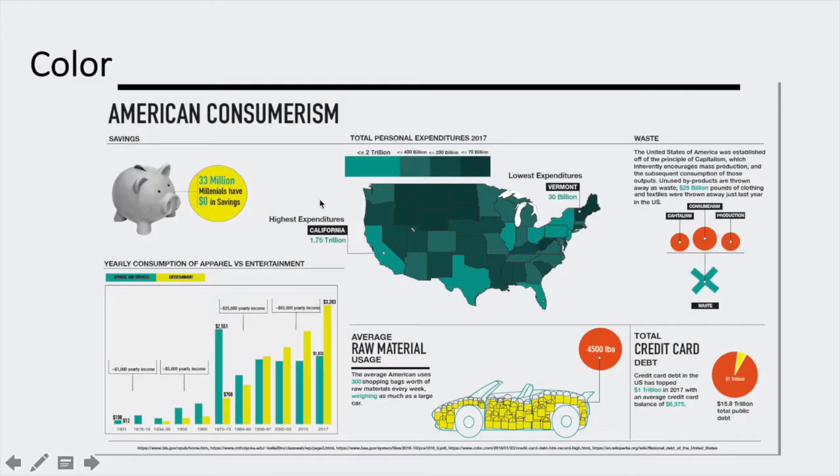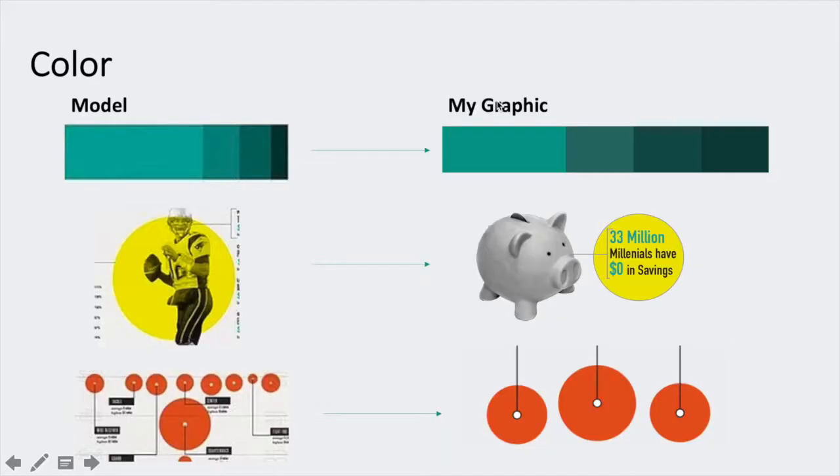As you can see, I use yellow and orange as well as teal, and the black text and nude colored background. To get a little more specific, here are direct comparisons between my color model and my graphic. Here, my color model uses this gradient, which I also end up using. It uses yellow circles, which I use here to highlight information, and it uses these orange circles to look at relationships and comparisons between different text elements, which I also do.